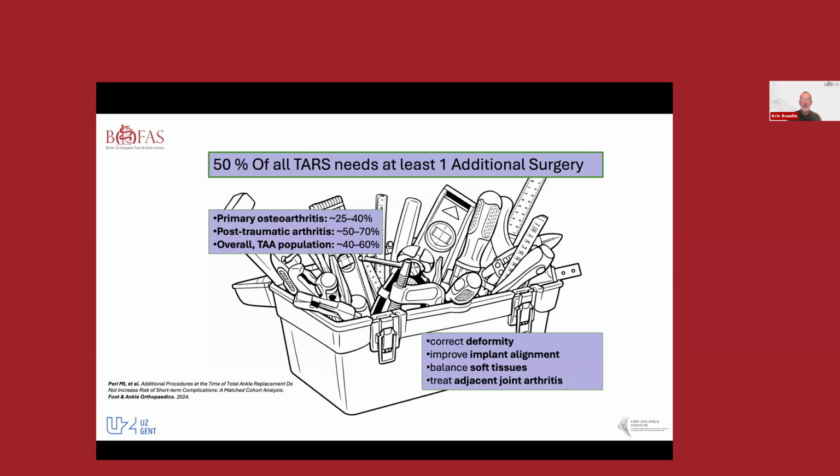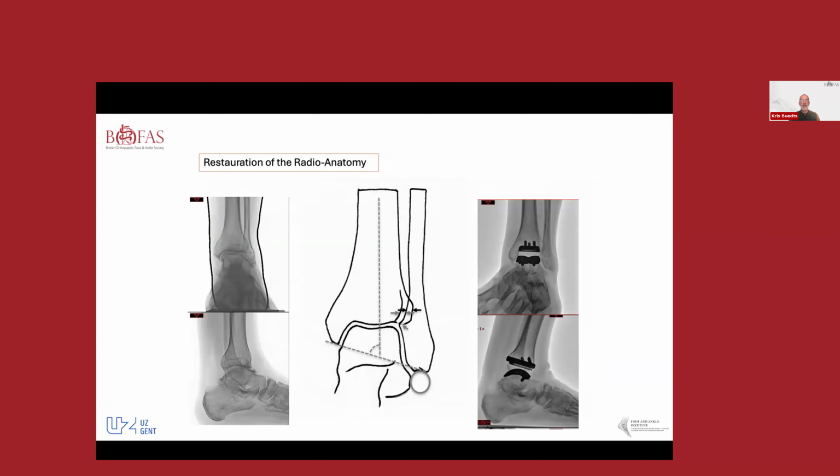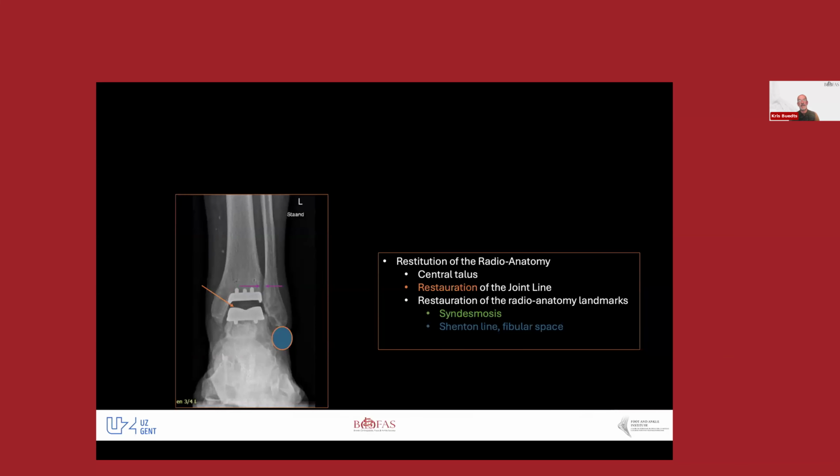Now, interesting enough, if you go into surgery, we see that on average 50% of all total ankles need at least 1 additional surgery. And if you treat post-traumatic arthritis, it goes even up to 70% that you need additional surgeries to correct the deformity, to improve implant alignment, to balance your soft tissue, and treat adjacent joint arthritis. What you aim for is to restore the radioanatomy of the ankle joint, looking at the centralization of the talus, restoration of the joint line, and restoration of the syndesmotic area, Shenton line, and fibular space during your surgery.